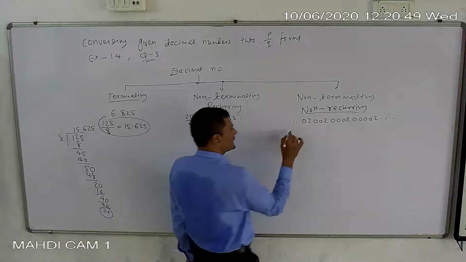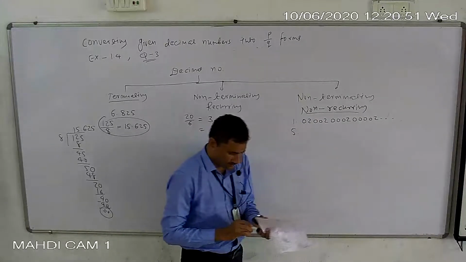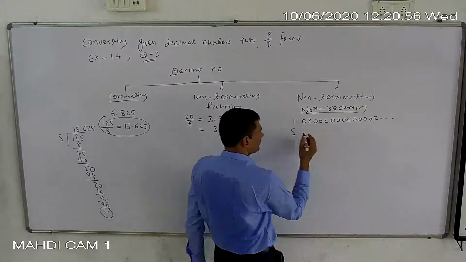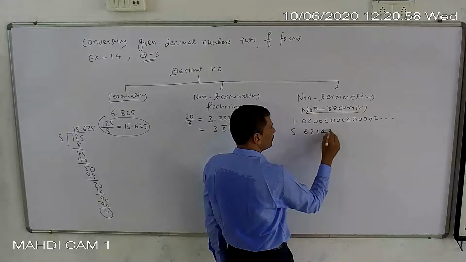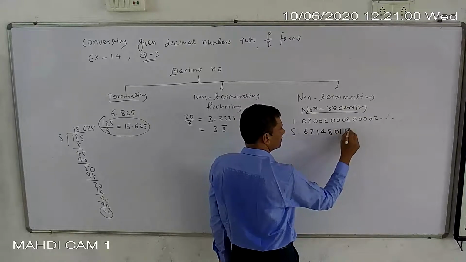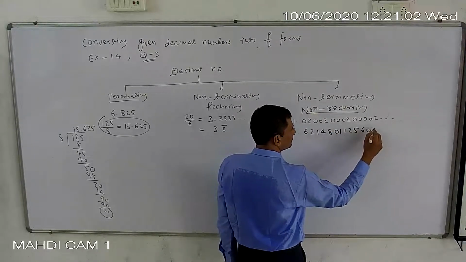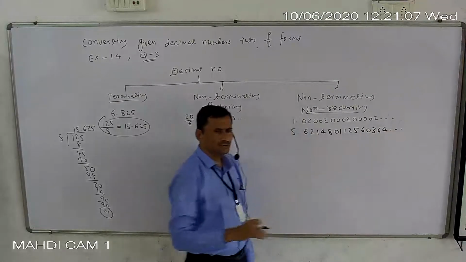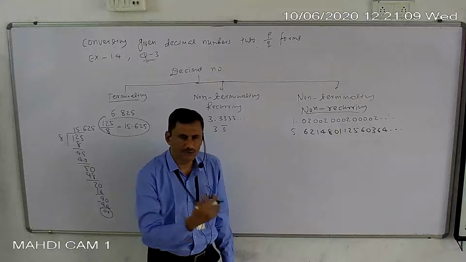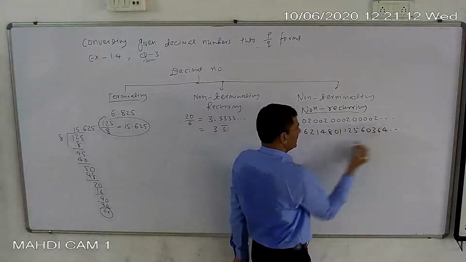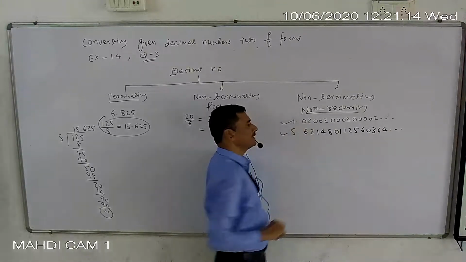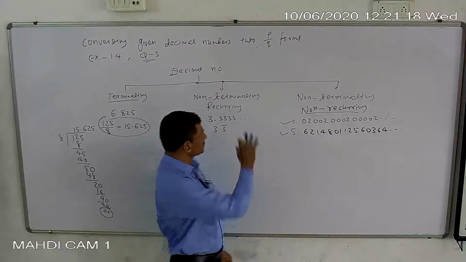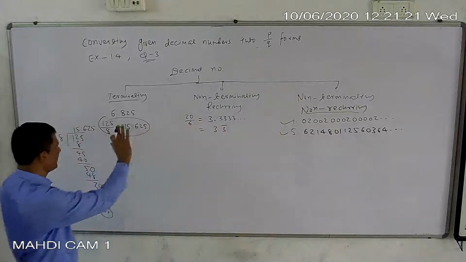If you can write without any particular pattern or repeating block, then it will be like this: 6 2 1 4 8 0 1 1 2 5 6 0 6 3 4. Means randomly you can write anyway, without any particular pattern, endlessly. At that time it is called non-terminating, non-recurring. So you can see all three types of decimal form.